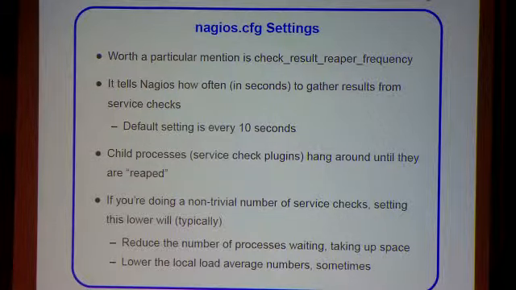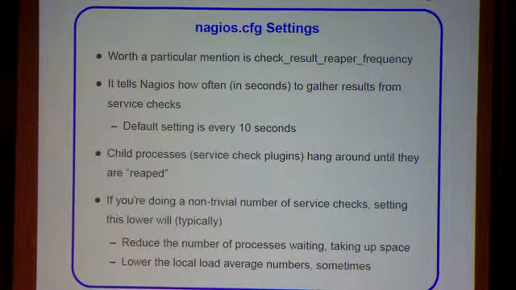And my argument is that if you set check result reaper frequency lower, like down to 1 second, it will not harm anything and it'll make things run just a little quicker. And if you're on a Linux box, it will lower the reported load average on that box. Because I believe that Linux reports a program that is waiting to be reaped. So a child that is finished, just waiting for its parent to get the result code from it, I think that reports as one more load average increment, which to my mind is insane, but there you go.